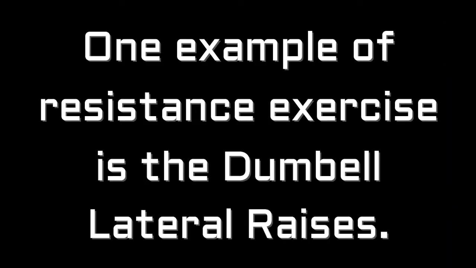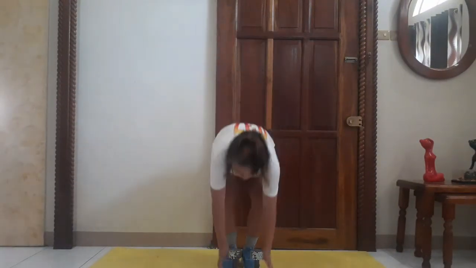One example of resistance exercise is the dumbbell lateral raise. Lateral raises can be performed both standing or seated. Firstly, grab a couple of dumbbells and stand with them by your sides with your palms facing your body. Stand tall with your core switched on and shoulder blades pulled back and down.